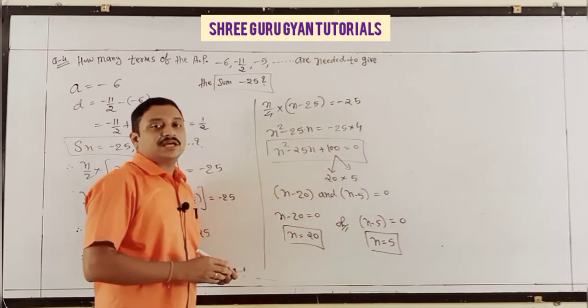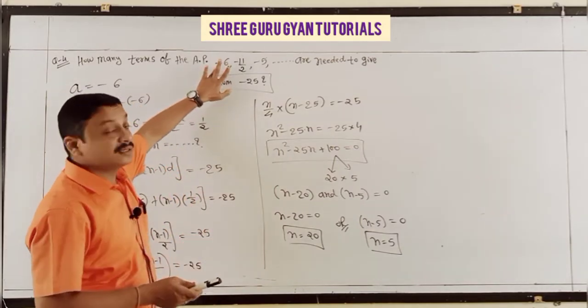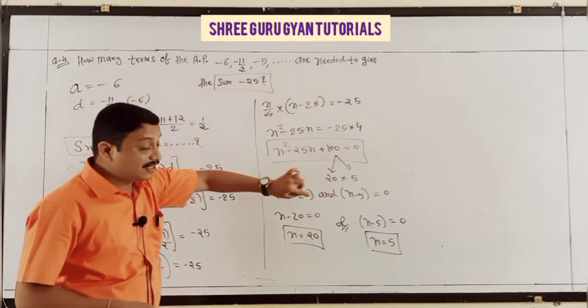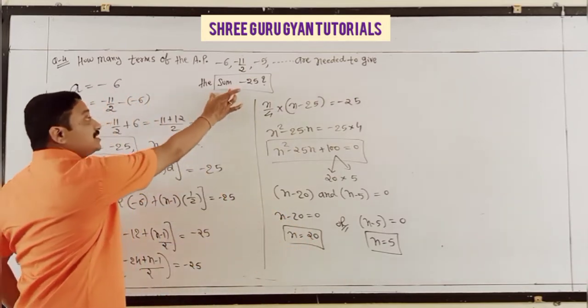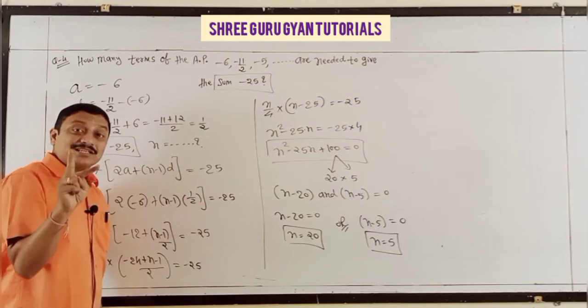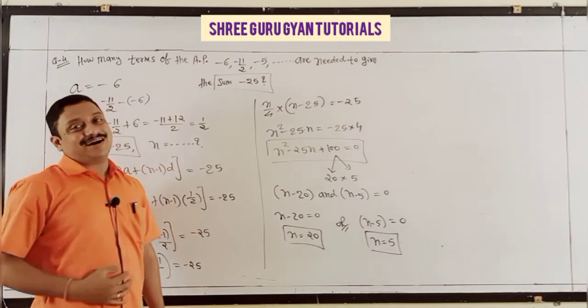It means there are 20 terms if the summation gives you minus 25. Either you get n equal to 5, then you also create n equal to 5. The summation is minus 25. It means there are two answers, 20 or 5.